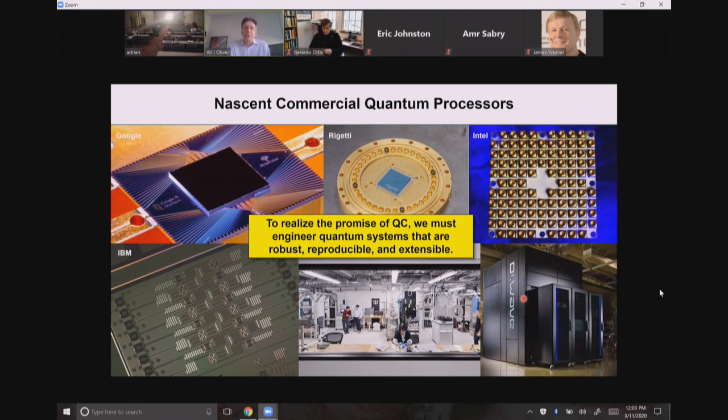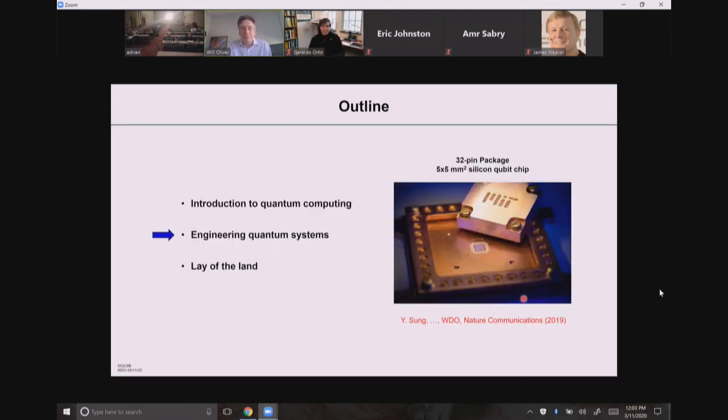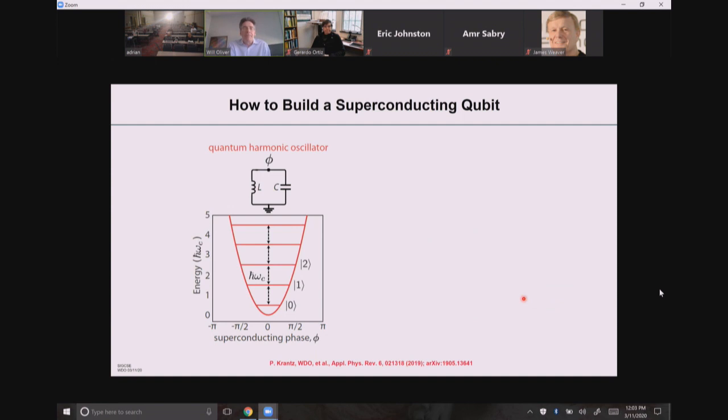They have to be reproducible. They have to be extensible. So with that, I just want to take a few minutes and talk about engineering these quantum systems. My own research is in superconducting qubits.